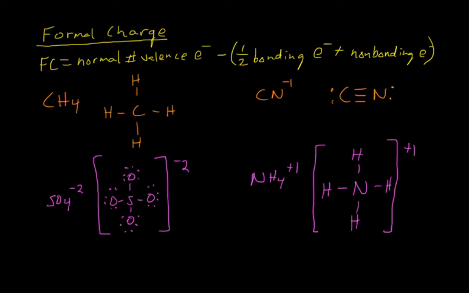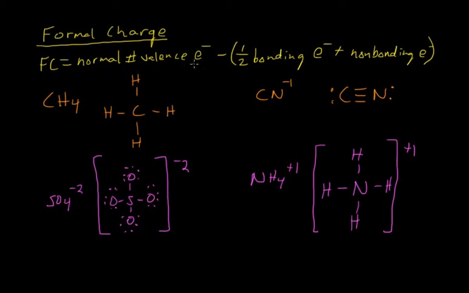In this video, we're going to take a look at something called formal charge. The formula for finding formal charge is, so the FC is my abbreviation for formal charge, is equal to the normal number of valence electrons that the element that you're finding the formal charge for has.